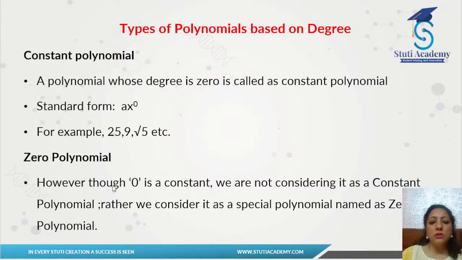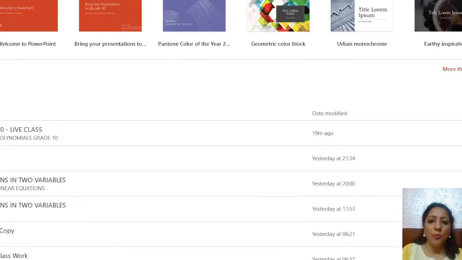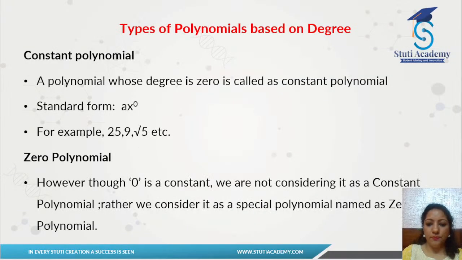Though 0 is a constant polynomial, we are not considering it as a constant polynomial. Rather, we consider it as a special polynomial named the 0 polynomial. So 0 is another polynomial. Though it is a constant polynomial, we've given a special name to it, that is 0 polynomial. Polynomial having degree 0 is called constant polynomial, and 0 is itself a constant polynomial, but then we name it as 0 polynomial.